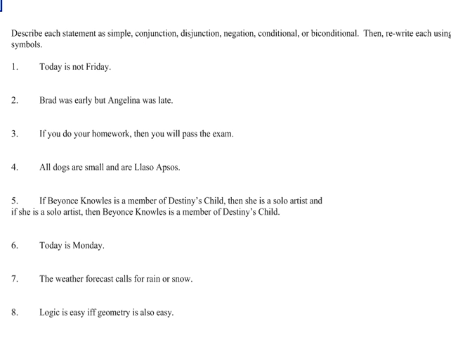Okay, with this next problem, we are going to describe each statement as simple, conjunction, disjunction, negation, conditional, or biconditional. And then we're going to rewrite it using symbols. So a simple statement we will refer to in this section as capital P or Q. A conjunction uses this symbol, a disjunction, that symbol, negation is that tilde symbol, a conditional uses the one directional arrow, and the biconditional uses the two directional arrow.